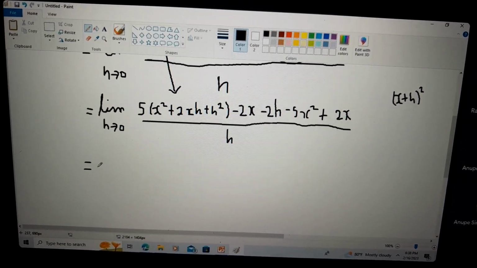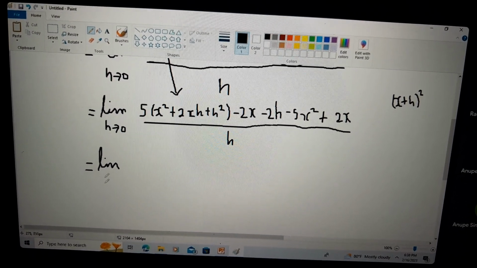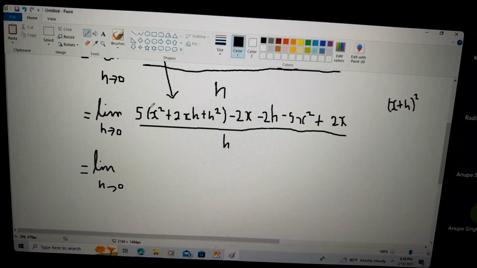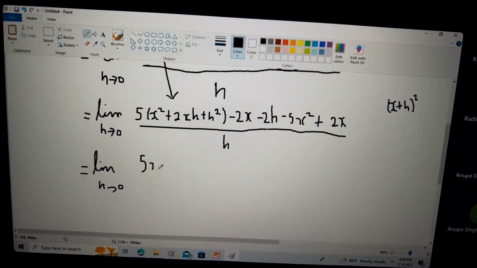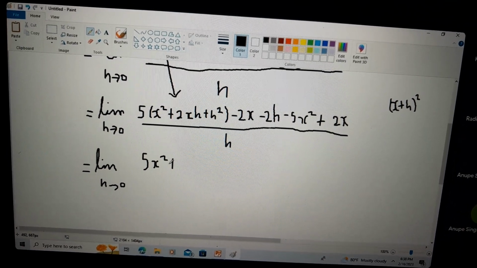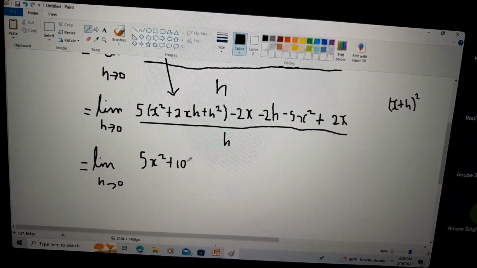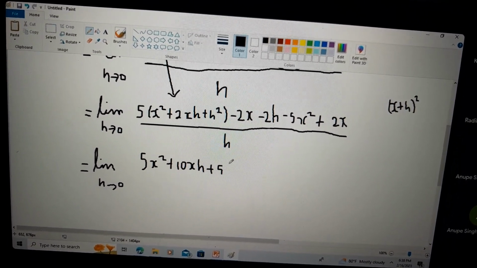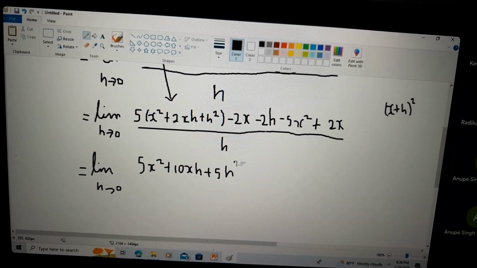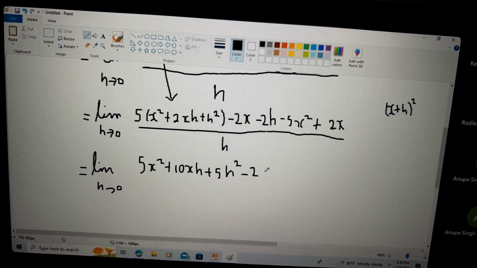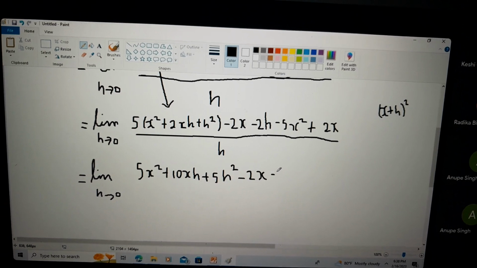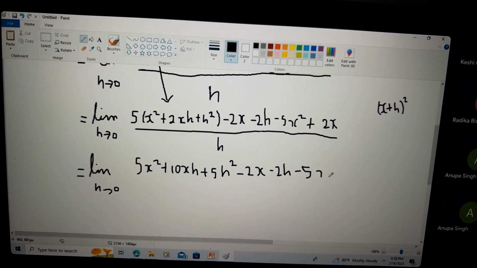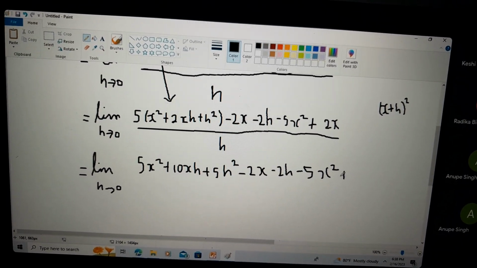The next step is to continue the limit as h approaches 0. Now 5 is multiplying everything. Let me try to fast track this. 5x squared plus 5 times 2xh, that is 10xh, plus 5h squared, right? Minus 2x minus 2h. Basically, just what's there. Minus 5x squared plus 2x.